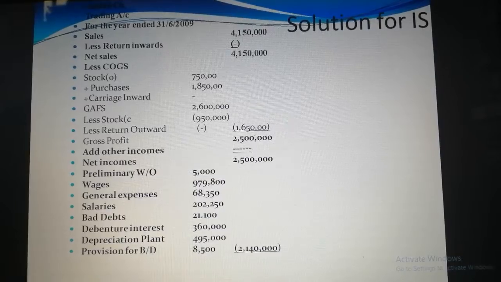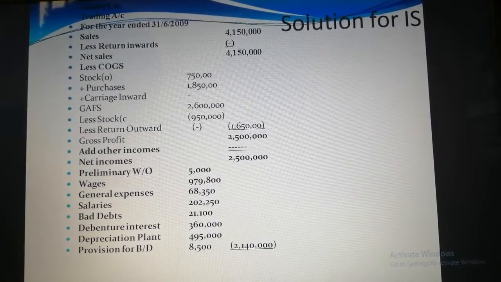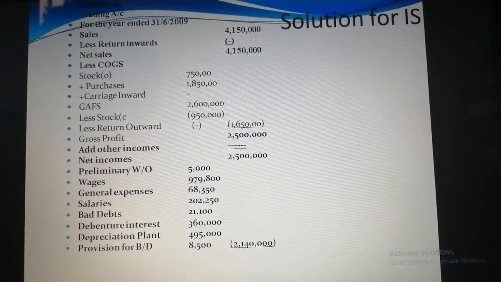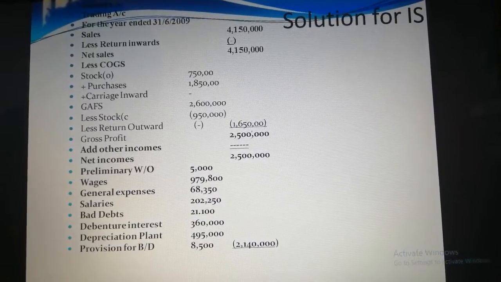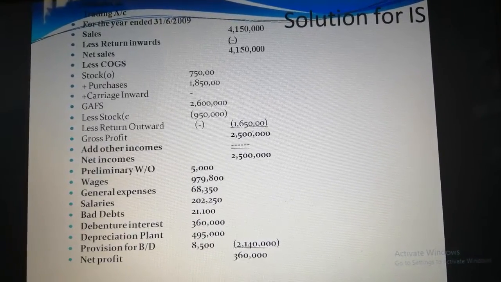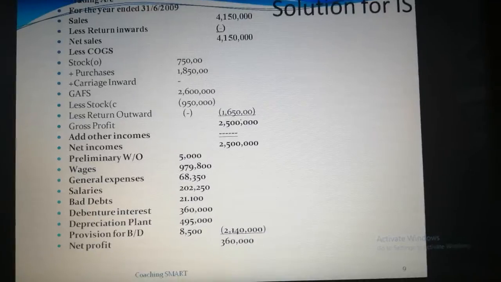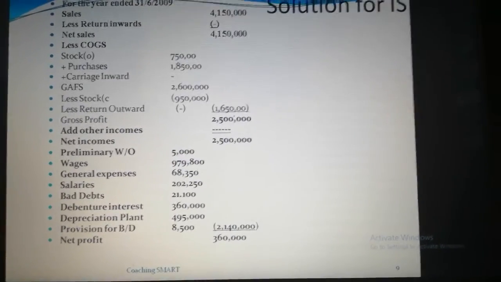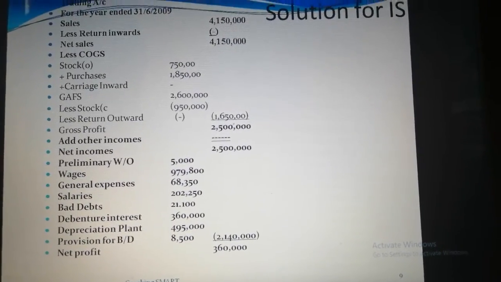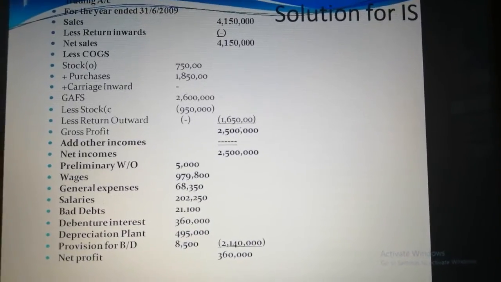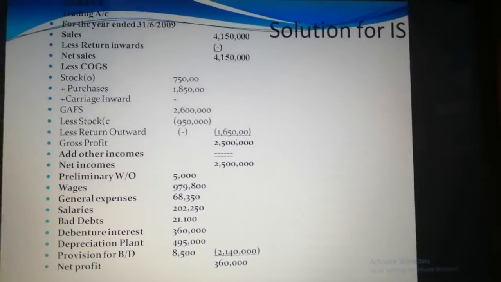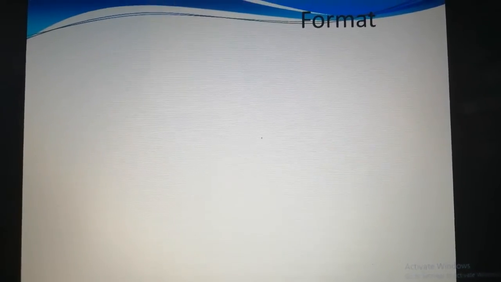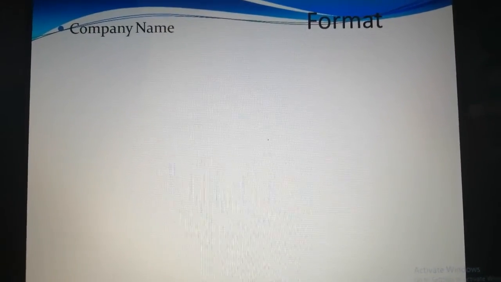Now total net income is 2,500,000 less expenses, indirect expenses, which is 2,140,000. What you get is net profit, which is 360,000, which is called net profit before tax. That brings us to the end of the income statement. Now, can we prepare the profit and loss appropriation account?